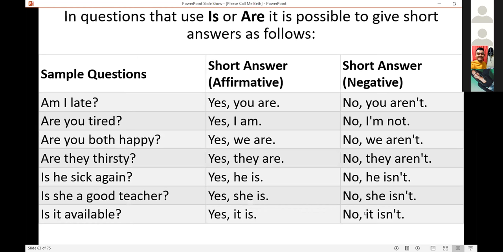Okie dokie. Let's see who's next here. Okay, Jennifer, can you read this part, please?